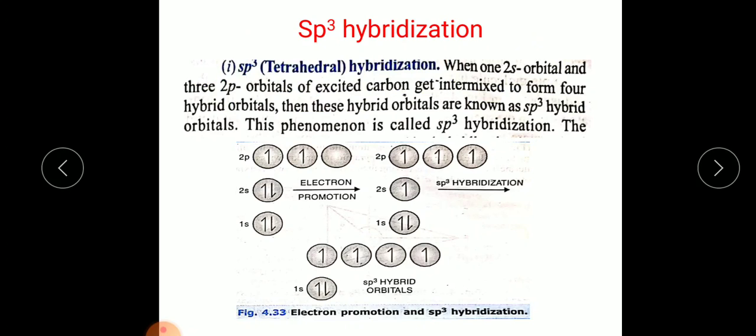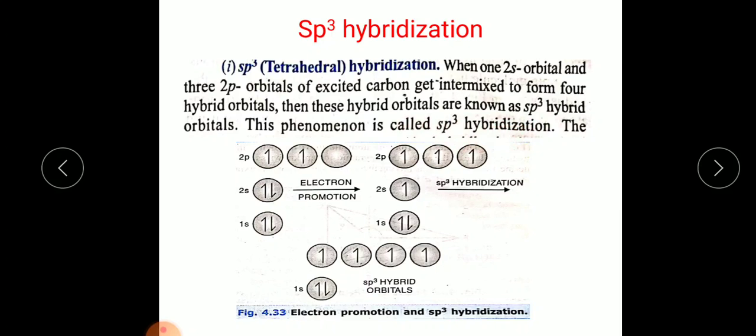First we are going to discuss sp3 hybridization. When one 2s orbital and three 2p orbitals of excited carbon get intermixed to form four hybrid orbitals, these hybrid orbitals are known as sp3 hybrid orbitals. This phenomenon is called sp3 hybridization. To understand this, let us take an example of a carbon compound, methane.